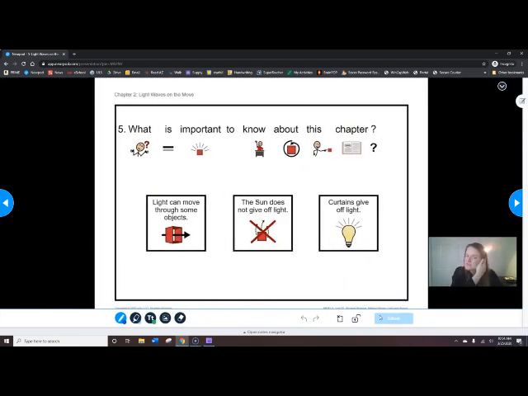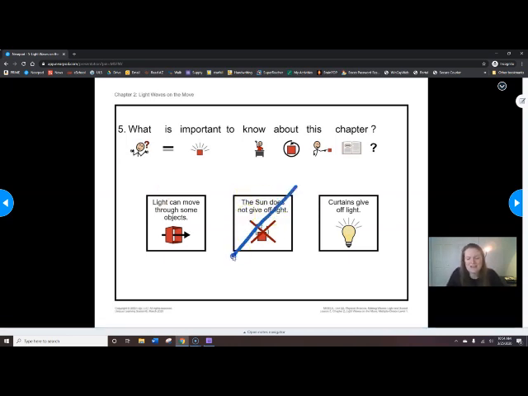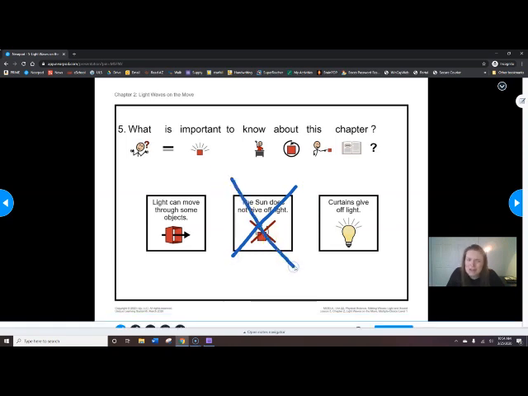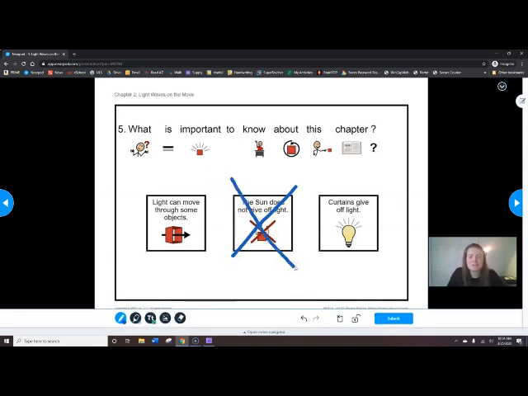And our last question for today. What is important to know about this chapter? Always the hardest question, number 5. So let's go through it and think together. What is important? Light can move through some objects. That's true. Like when we looked at my glass container of pens and the sunglasses, light goes through. We didn't read about the sun today, and this one says the sun does not give off light. We didn't read about the sun, and we know from the other things we learned this year that the sun does give us light.